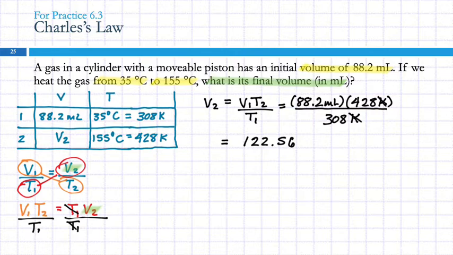How many sig figs? 3. So this number has 2 sig figs, but when we convert it to Kelvin, because it's adding, it actually gains a sig fig. Yeah, which is a little freaky, but it's okay. So 3, 3, 3, and 3, this will be 3 sig figs, and 123 milliliters.